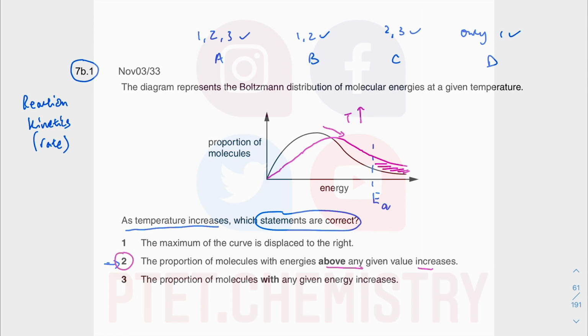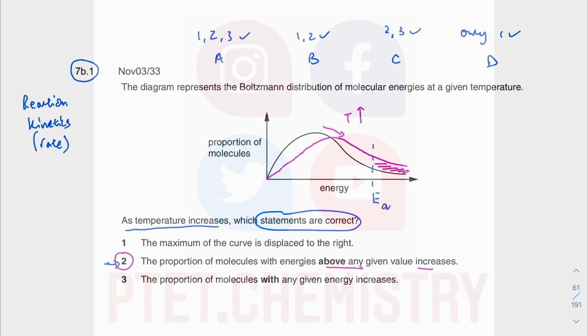Hang on. Above. I am not very happy with the term. You see, a lot of them are playing around with words. Any given value. So for this value, yes, they are above, but the proportion of molecules with energies above any given value, if this is the given value, well, it has gone below, right? So the proportion of molecules with energy greater than that has gone below.